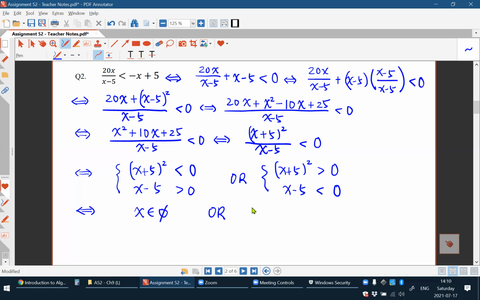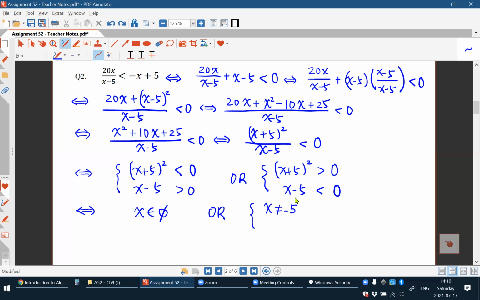Or for the second case, note that something squared must be greater than or equal to 0, right? As long as we do not let x be minus 5, this is always greater than 0, right? Because when x is minus 5, x plus 5 squared is 0. If x is not minus 5, the expression here must be greater than 0.